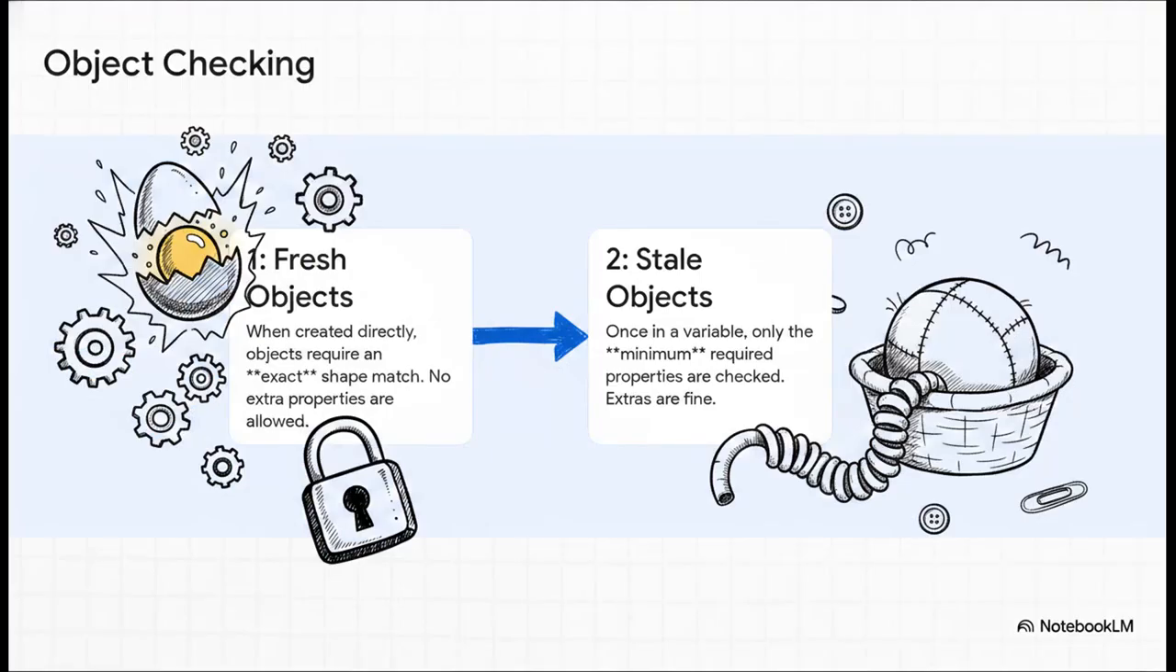When an object is fresh, meaning you're creating it as a literal right where you're using it, TypeScript is super strict. It demands an exact shape match, no extra properties allowed. But the moment that object becomes stale, which just means you've assigned it to a variable, TypeScript chills out a bit. It only checks for the minimum required properties. That's exactly why our tube to ball assignment worked a couple slides back.